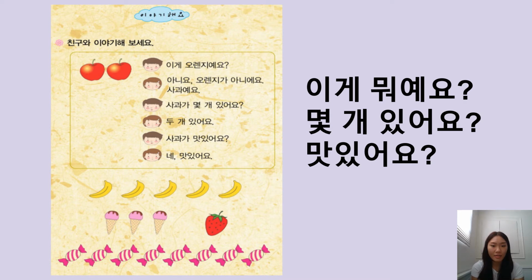I'm going to ask. This time I'm going to do something different. I'm going to say 이게 바나나예요? And you're going to say 아니요. 바나나가 아니에요. 딸기예요. And then we're going to say 딸기는 맛있어요? Oh, I think I skipped something. 딸기가 몇 개 있어요? How many strawberries do you have?